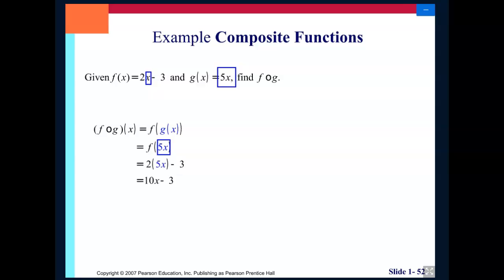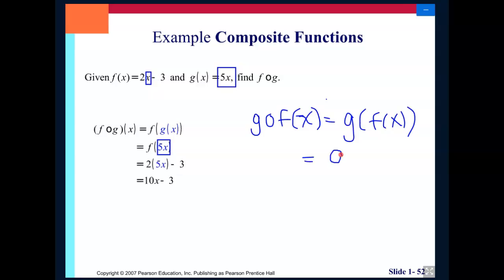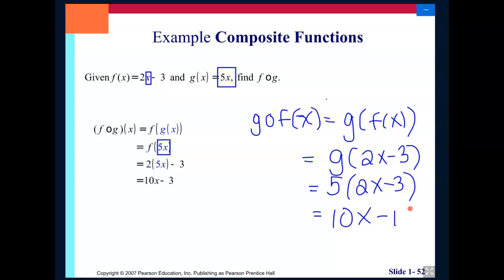Okay, let's try the next one. So we're going to look at g circle f, which is g of f of x, which becomes g of 2x minus 3, which is the same as 5 times 2x minus 3, which becomes 10x minus 15.